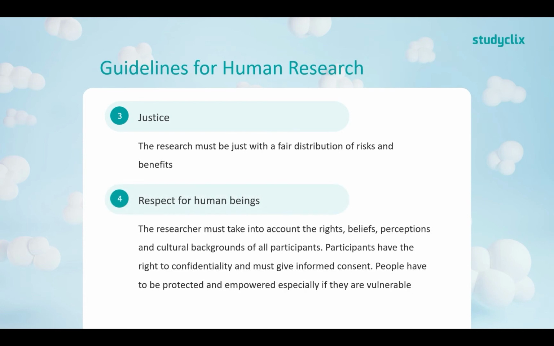We also have to have respect for human beings. The researcher must take into account the rights, beliefs, perceptions, and cultural backgrounds of all participants. Participants must have the right to confidentiality and must give informed consent. People have to be protected and empowered, especially if they are vulnerable. So a vulnerable population would be children, and we have to make sure we go through the respective channels to get the informed consent. So this would be through their legal guardian, which can be a parent. And we have to make sure that we treat them appropriately. We have to respect their cultural backgrounds and what they believe in.